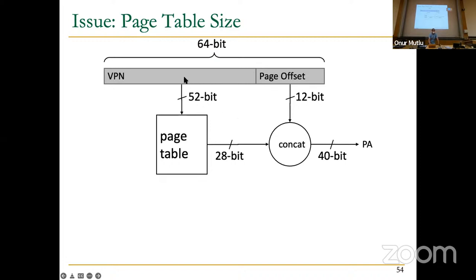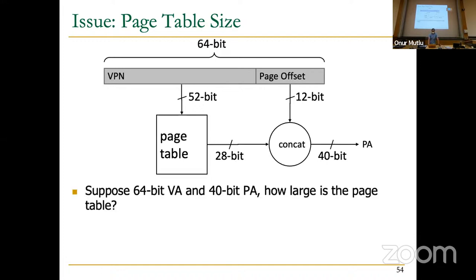Basically, you need to have a mechanism to translate 52 bits into 28 bits, right? I'm assuming a 40-bit physical address, which is not unreasonable, right? That's 1 terabyte, right? Not bad. So basically, your page table needs to translate a 52-bit virtual page number to a 28-bit physical page number. It sounds good if you just look at this box, but this is the number of bytes you need in your page table to be able to do that, right?